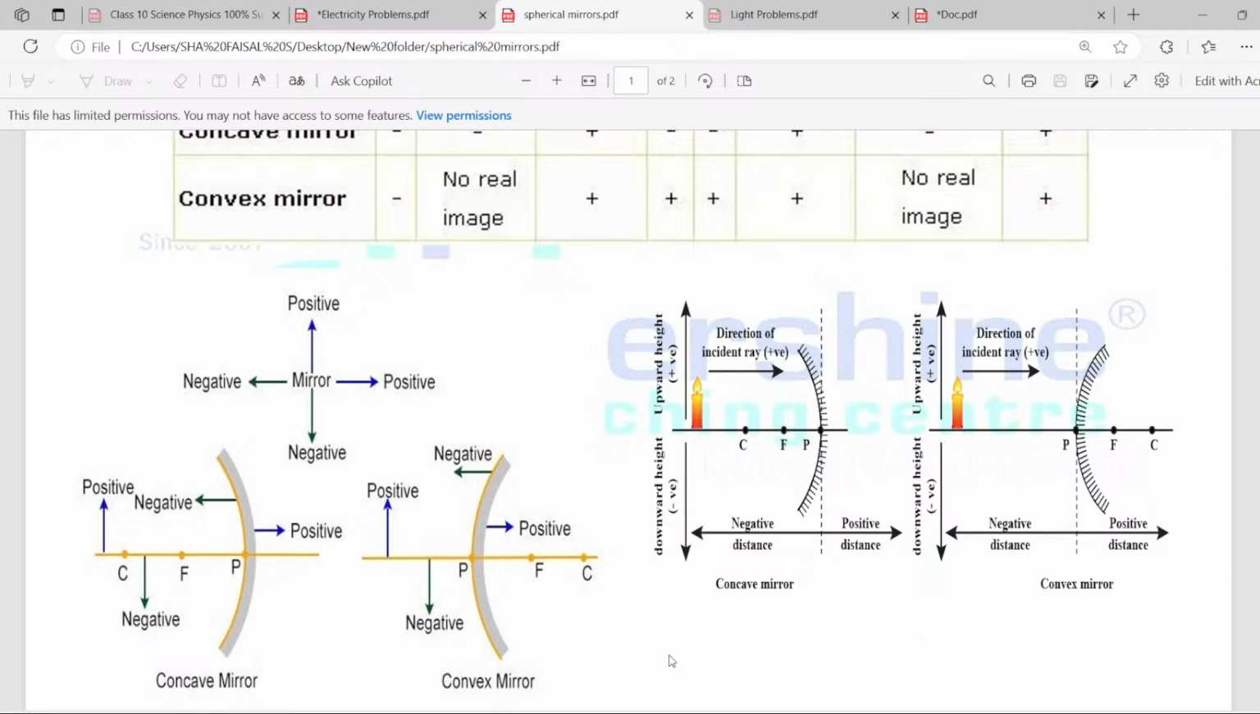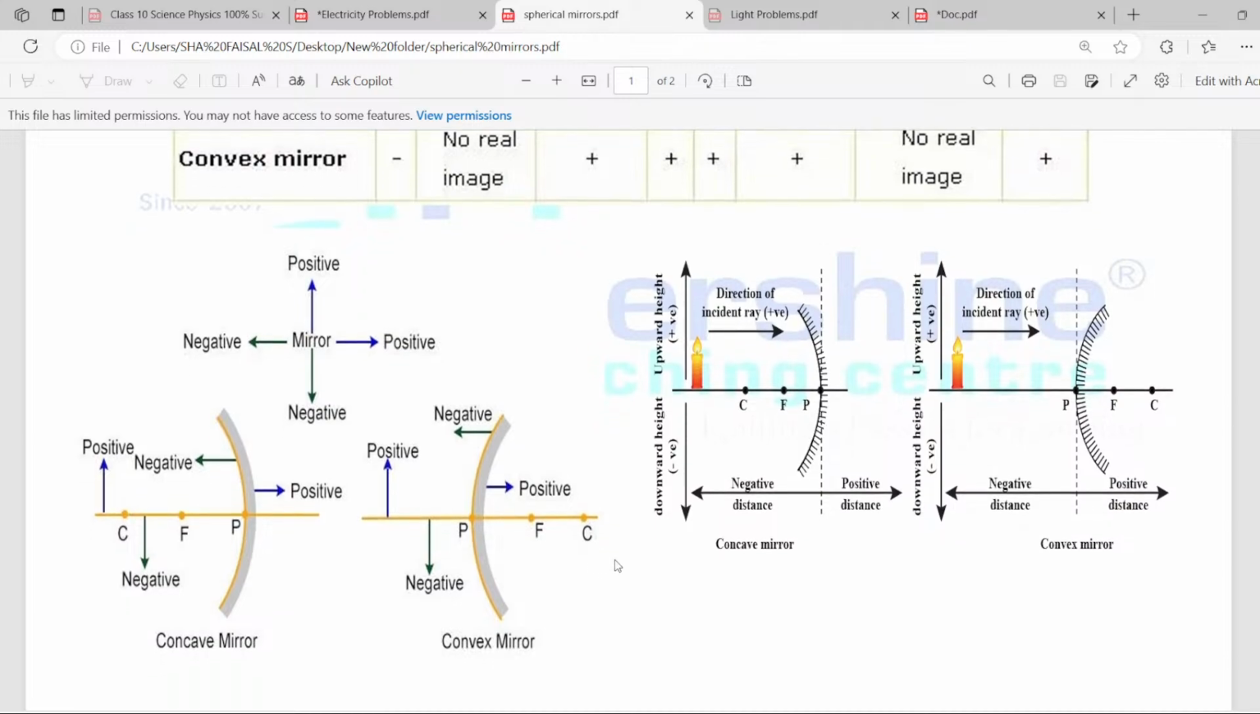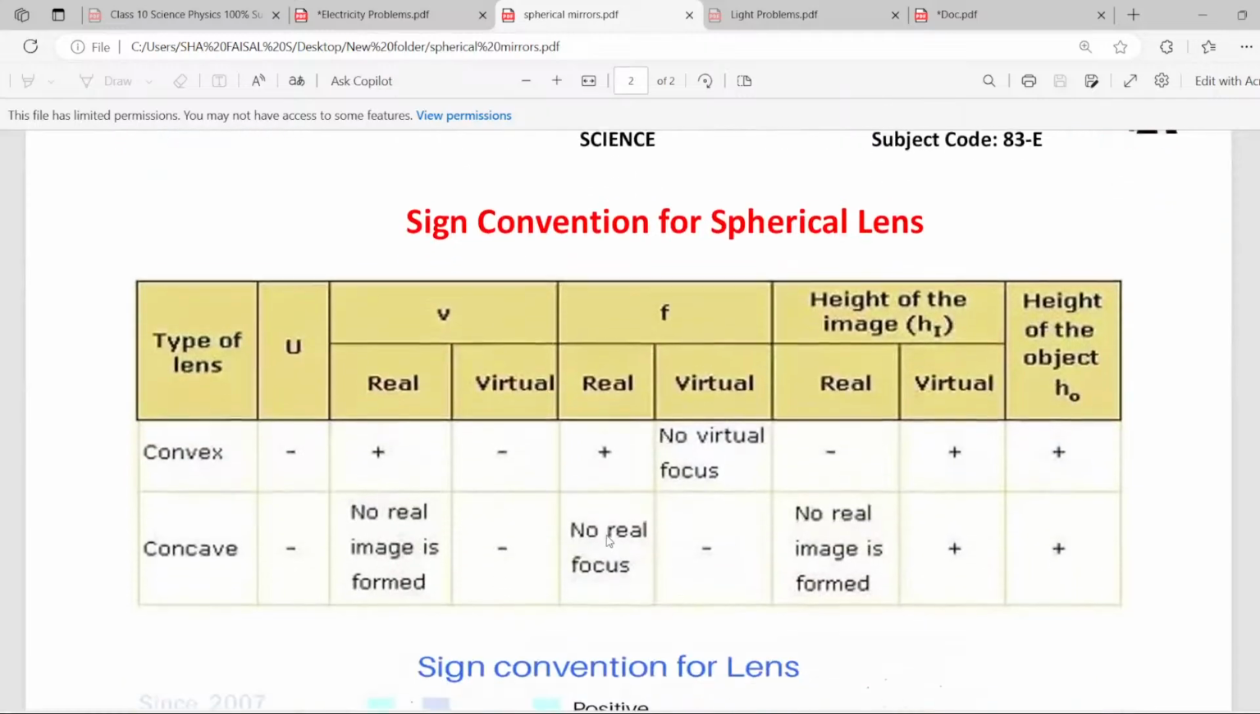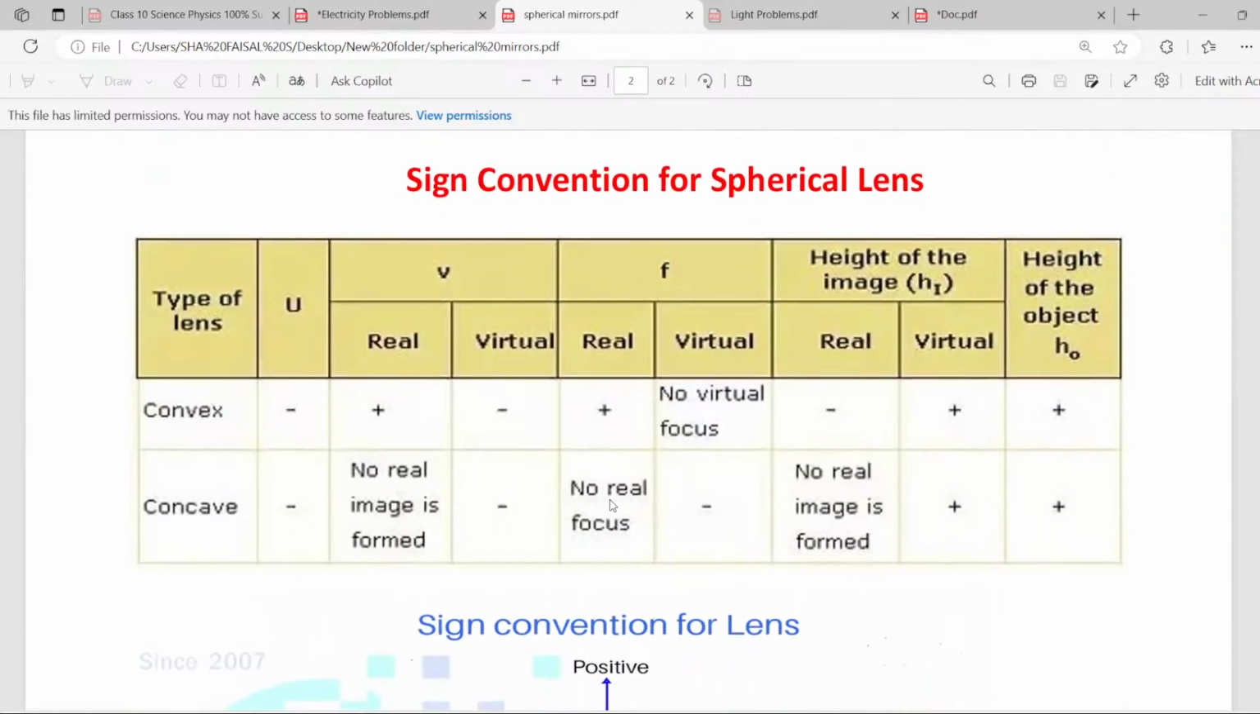For this you can please look at this diagram, and you will understand. I have shown upward and downward, and I have shown left hand side and right hand side. Both things I have shown. I hope this is clear. And next, coming back to sign convention for spherical lens.